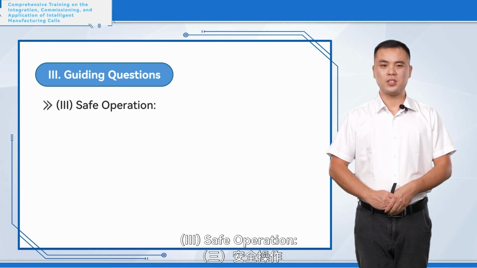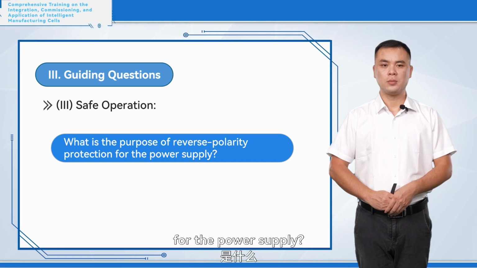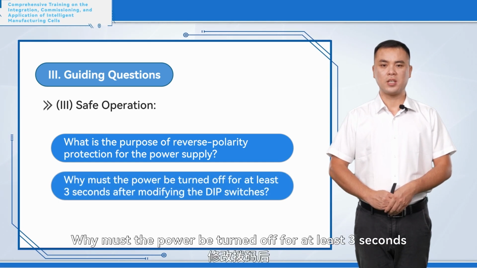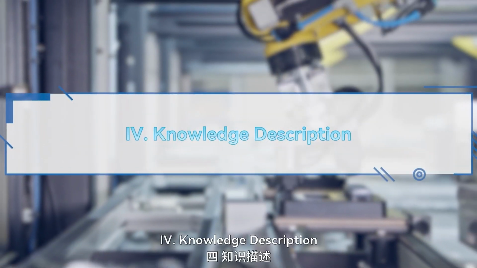3. Safe operation. What is the purpose of reverse polarity protection for the power supply? Why must the power be turned off for at least 3 seconds after modifying the DIP switches? 4. Knowledge description.